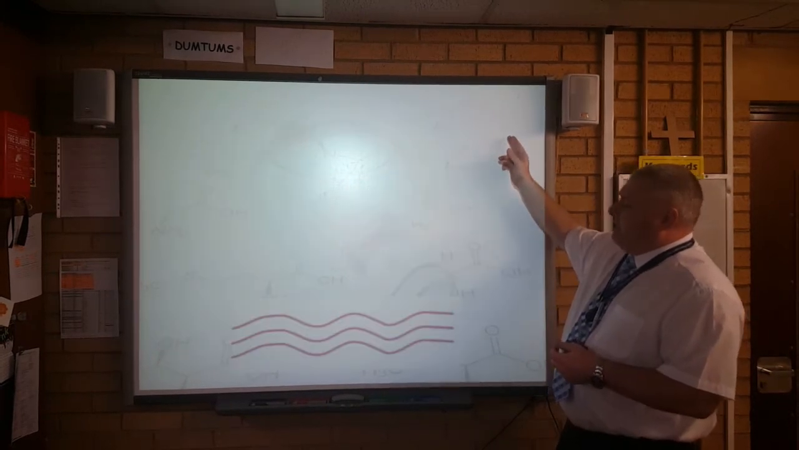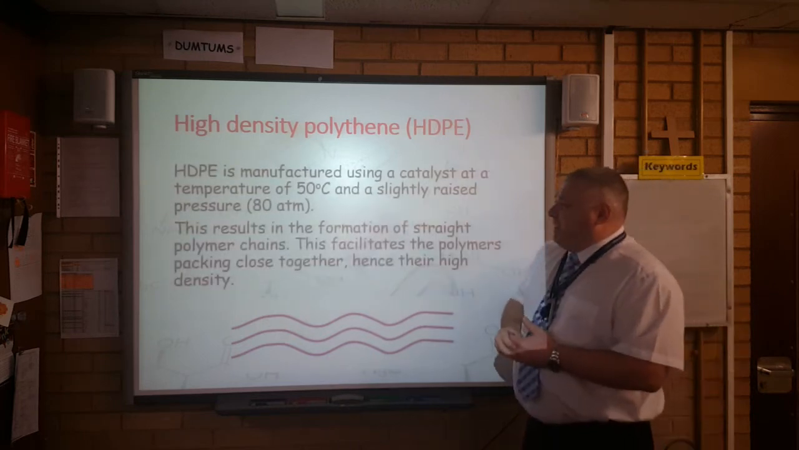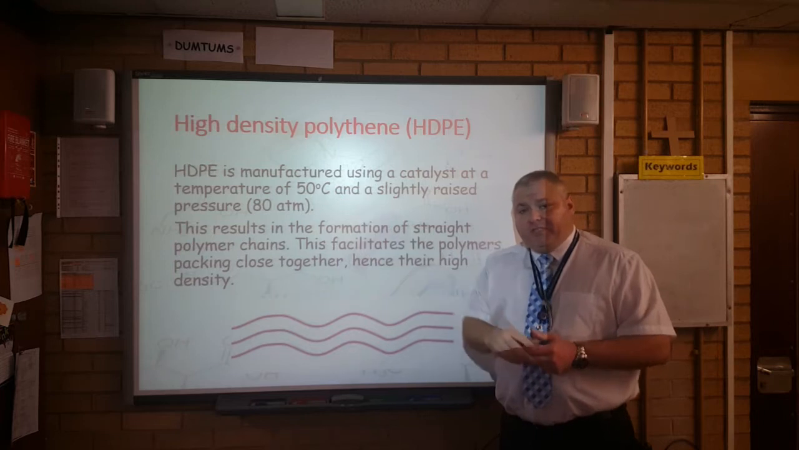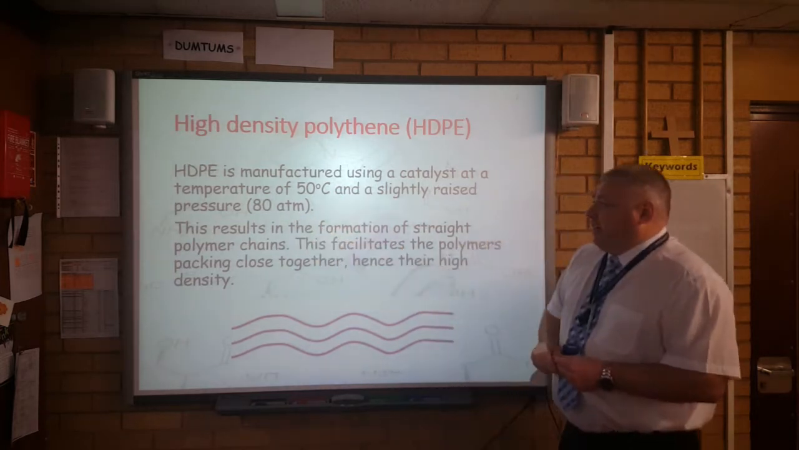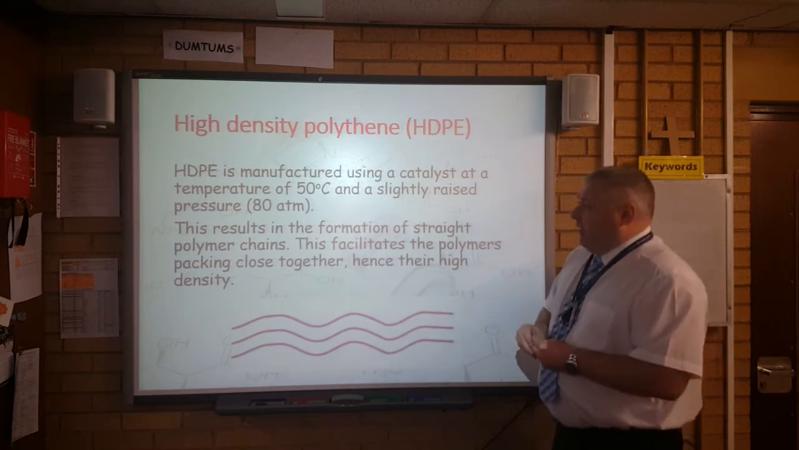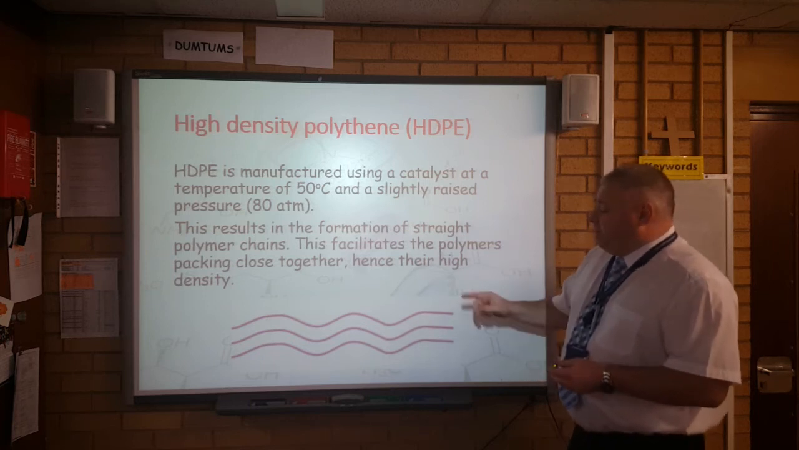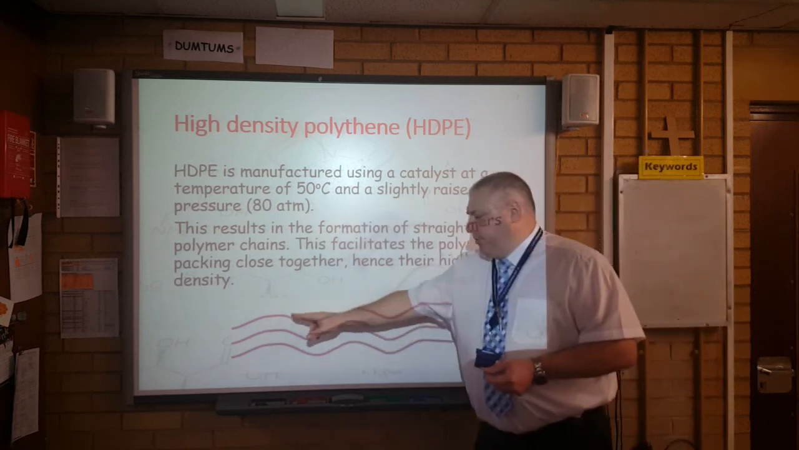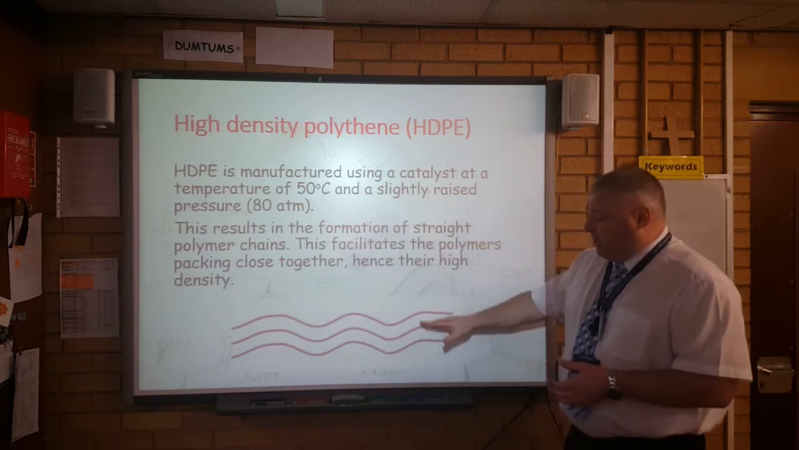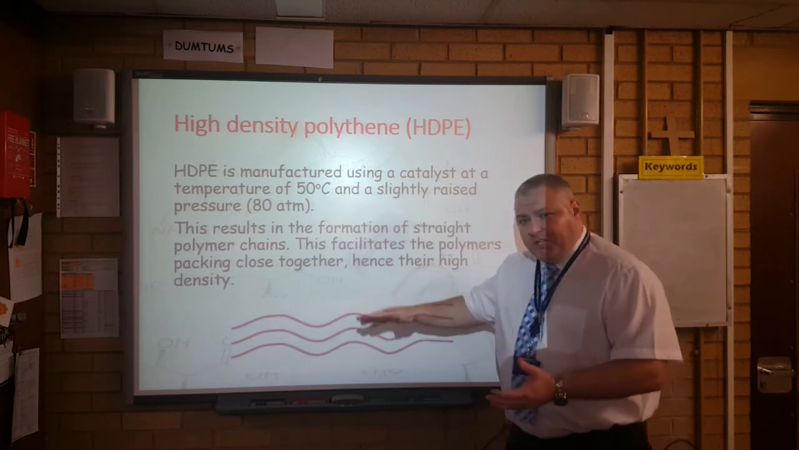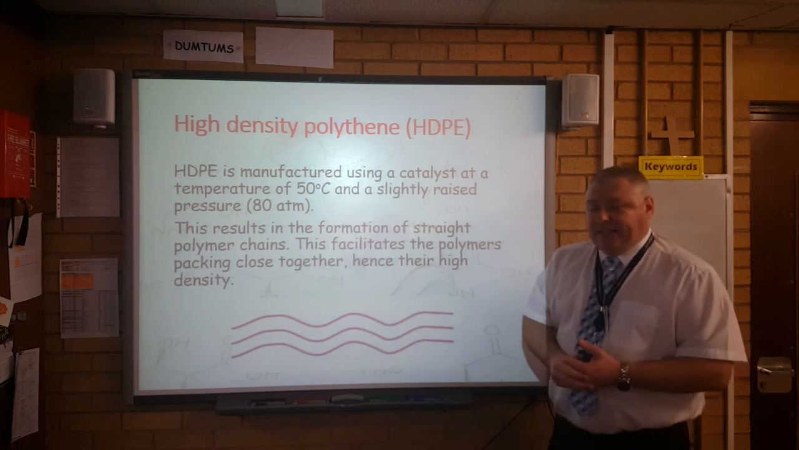If we look at high density polythene, okay, the reaction conditions used for this is a much lower temperature of only 50 degrees Celsius and a pressure of only 80 atmospheres. And the reason why the reaction conditions are much lower there is because we use a catalyst for this process. Now this results in the formation of polymer molecules which are straight, no side branches. So because there are no side branches, these polymer molecules can get much closer together, and that results in their high density.